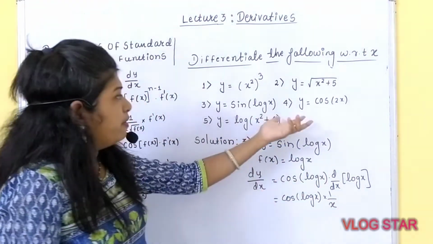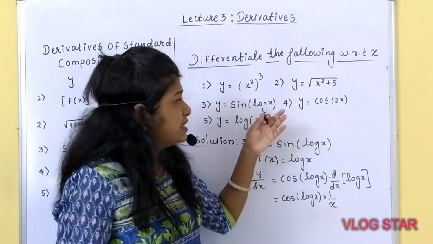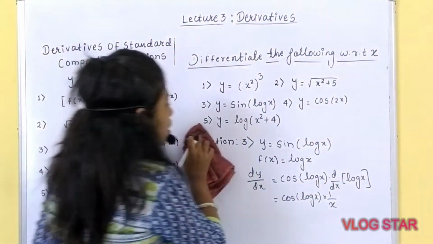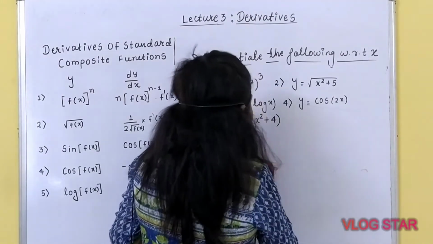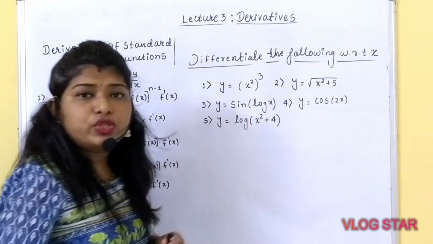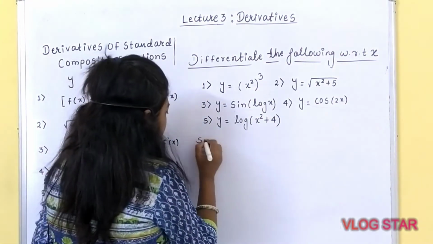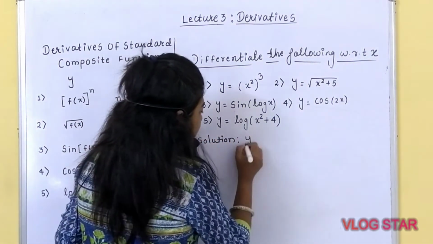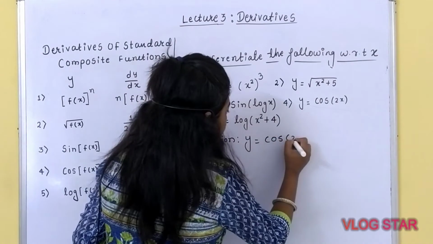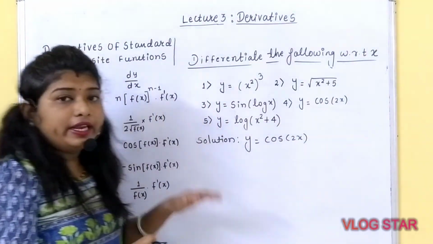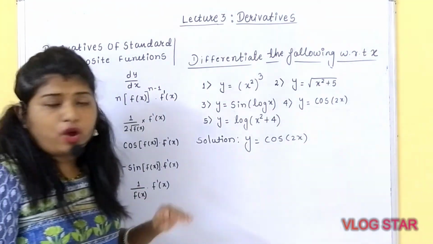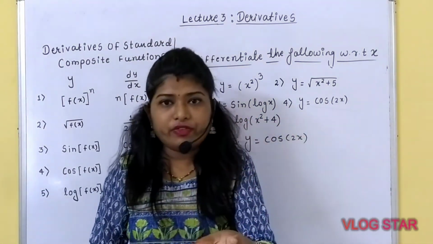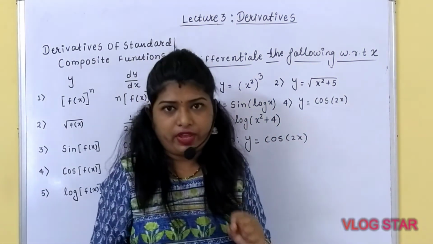So coming to question number 4, what is given? y is equal to cos 2x. Okay, already we have applied the sine function. Now we need to talk about the cos function. So how are you going to take the derivative of the given function if it is cos? If you need to calculate the derivative of cos f of x, it is given by minus sine f of x into the derivative of f of x.